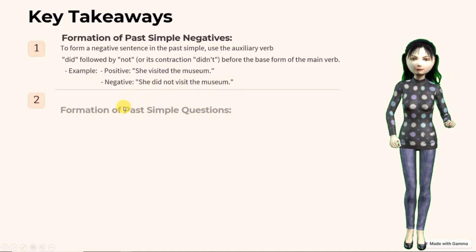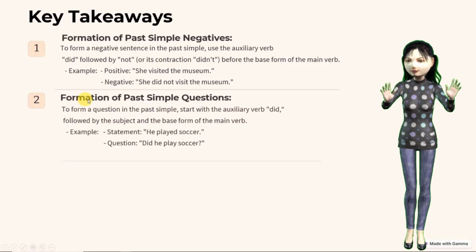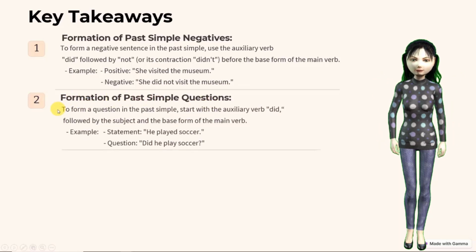Number 2: the formation of past simple questions. To form a question in the past simple, start with the auxiliary verb did, followed by the subject and the base form of the main verb. Example, statement: he played soccer. Question: did he play soccer?